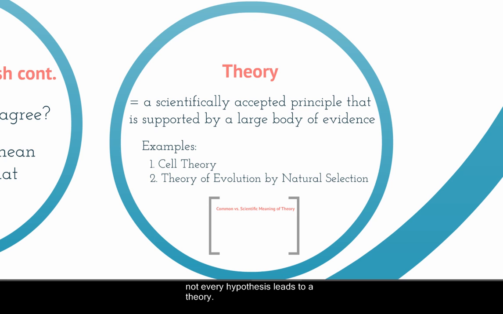So let's look at a couple examples. The cell theory. The cell theory is very simple. It just says all living things are made of cells. And you can imagine many different hypothesis tests where you could find a new living thing and examine, is it in fact made of cells, or find something that is not living and see that it's not made of cells. The theory of evolution by natural selection, that will be one of our next topics. And again, this is a theory. It's an accepted principle based on a large body of evidence. And we will talk about some of that evidence coming up.